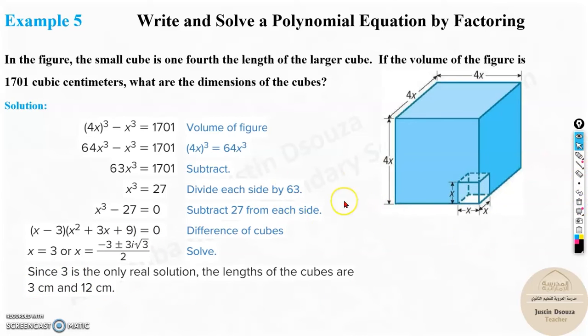So this is how we can solve this problem. You do not need to do these extra steps. You can, if you want, use the identity, or you can directly use the calculator over here and get the answer 3. And if x is 3, 4x would be 12.